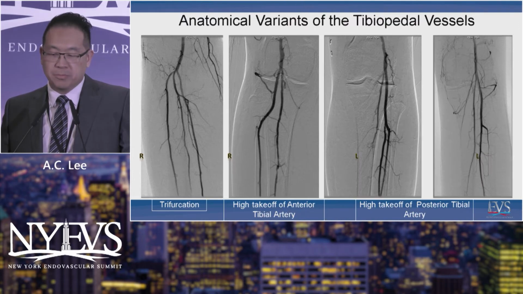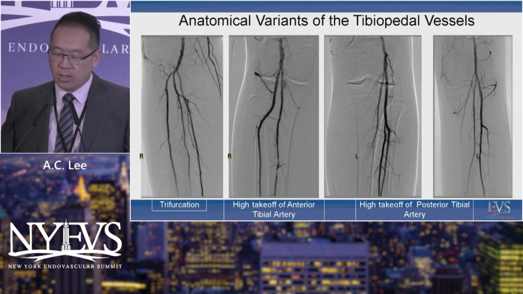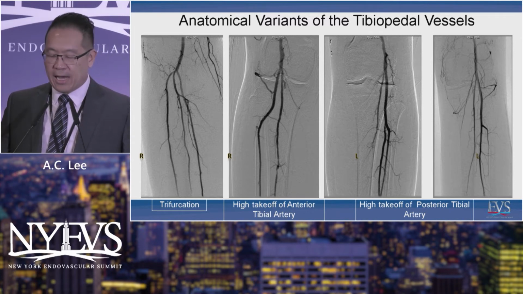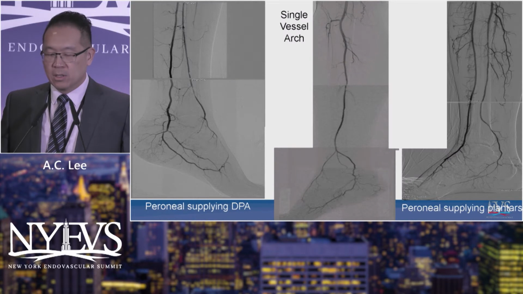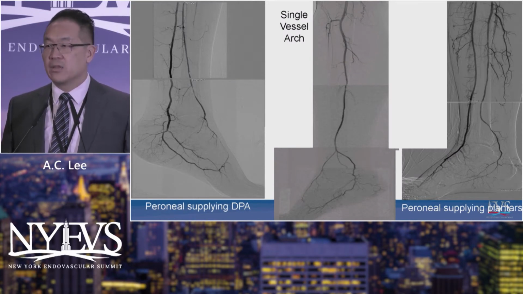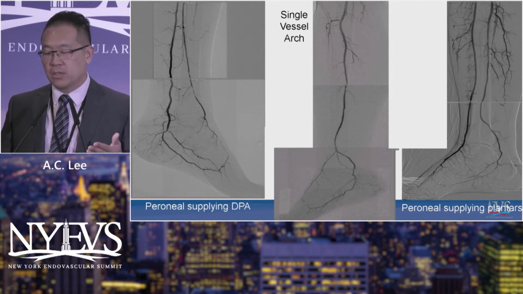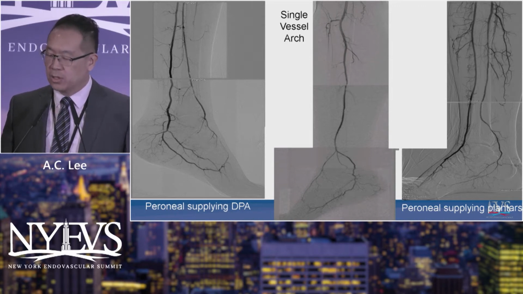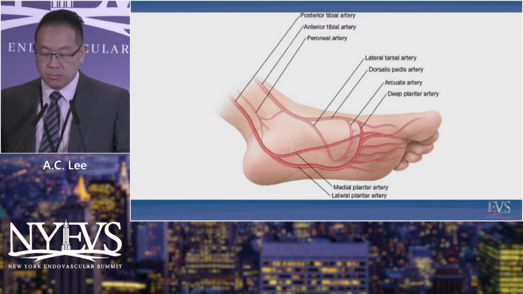where they should be. So here are some examples just from our lab of different anomalies: the true trifurcation, high takeoffs of either the anterior tibial artery or the posterior tibial artery. And then some examples where you have a peroneal artery that is dominant and supplies either the dorsalis pedis, the plantar vessels, or potentially even the entire plantar arch, like the example in the middle.